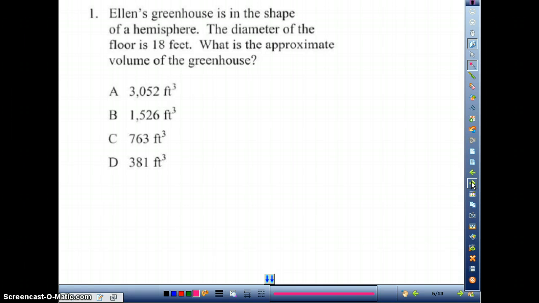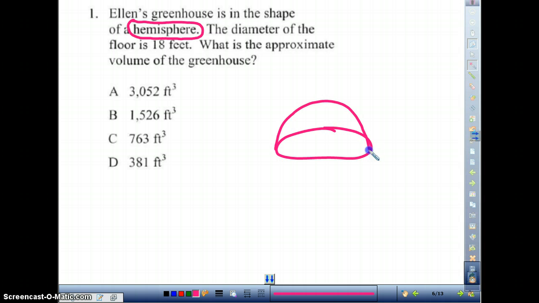Ellen's greenhouse is in the shape of a hemisphere. Okay, that's the reason I pulled this one up. A hemisphere looks kind of like this, sort of like that, and here's the diameter. Isn't that half of a sphere? So they say the diameter equals 18 feet. What's the approximate volume of the gas in the greenhouse?